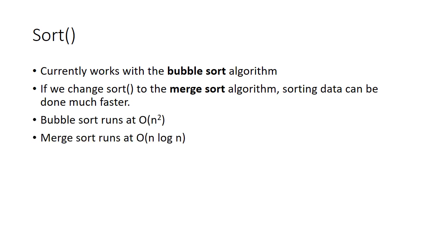This is because the runtime of bubble sort has a big O of n squared, while merge sort runs at time complexity of n log n.